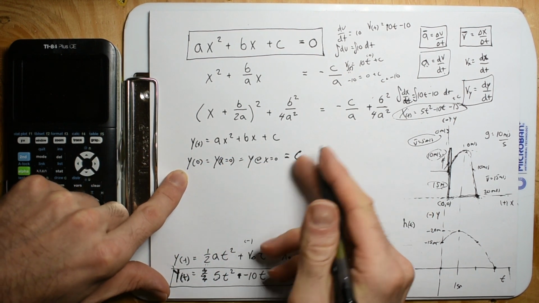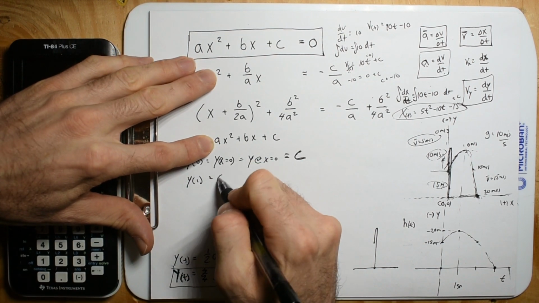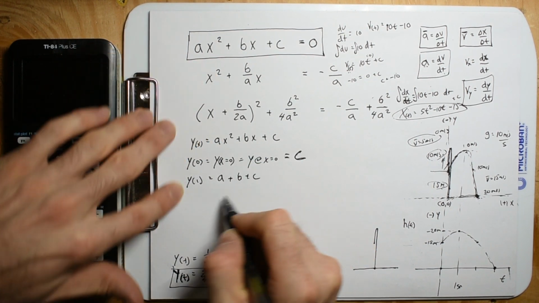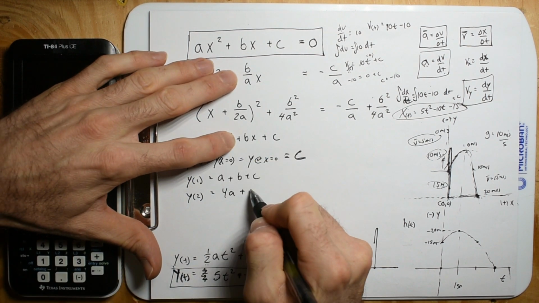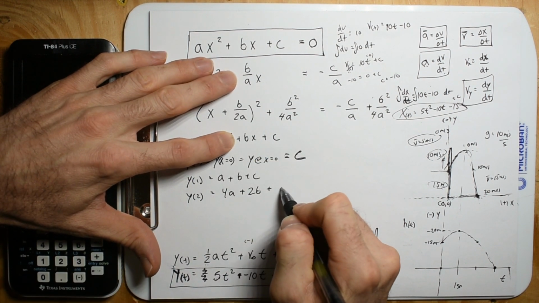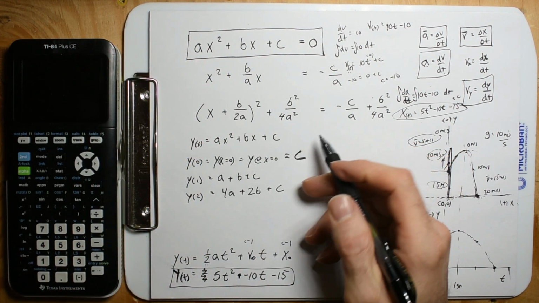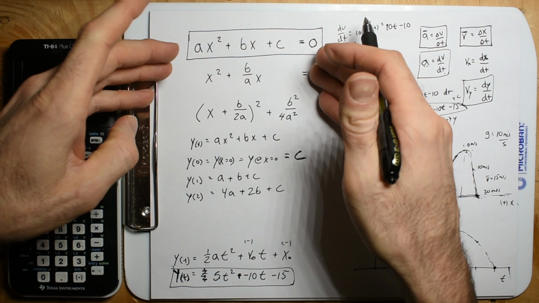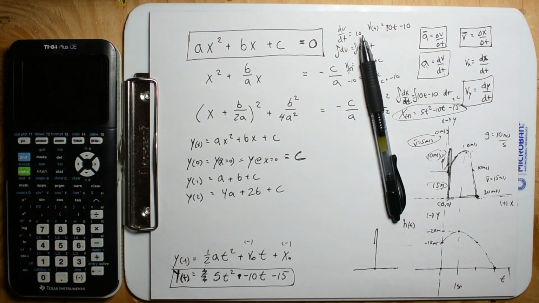So, and you could have y at 1 is going to be a plus b plus c. And then y at 2 is going to be 4a plus 2b plus c. You know what I mean? So we basically have a function. So now the question is, why would we set this equal to 0?